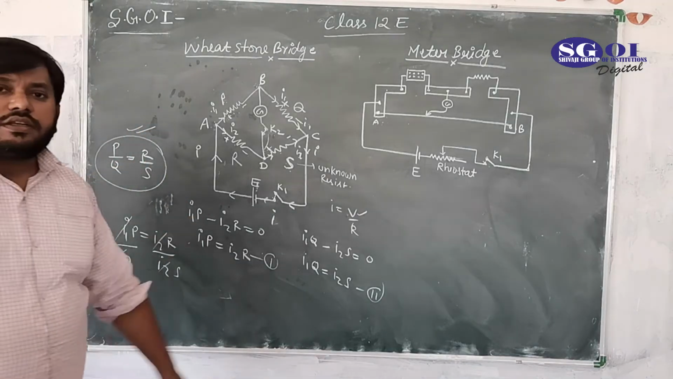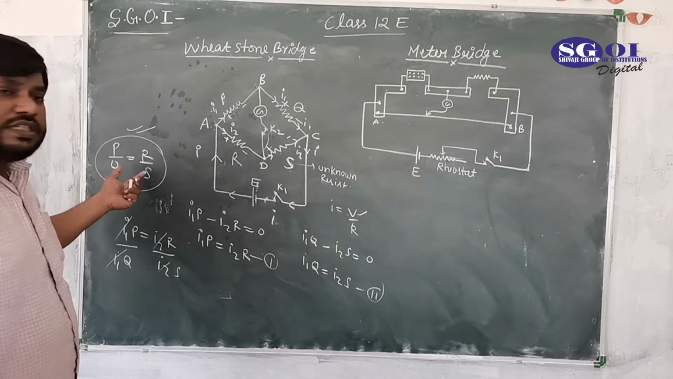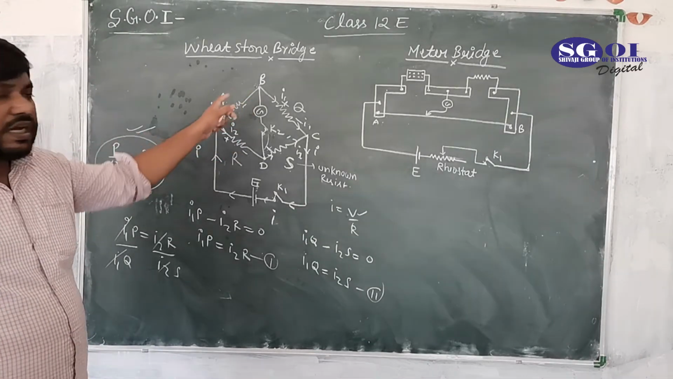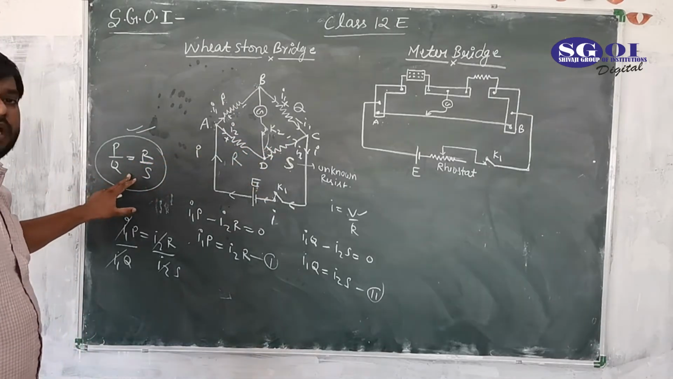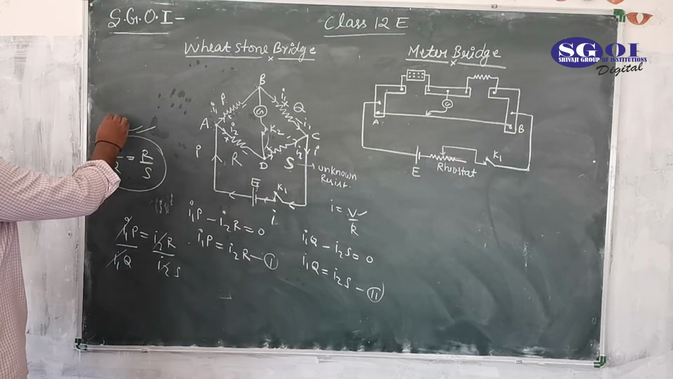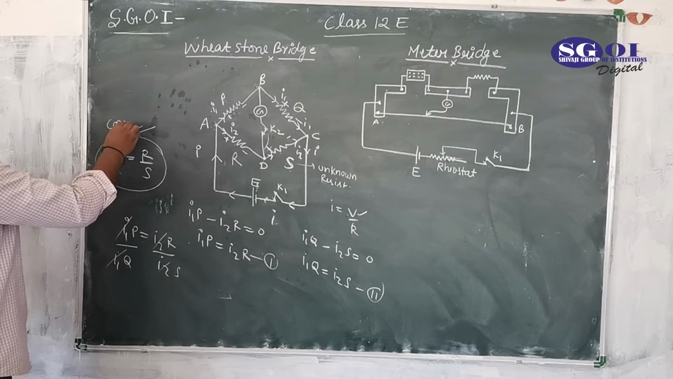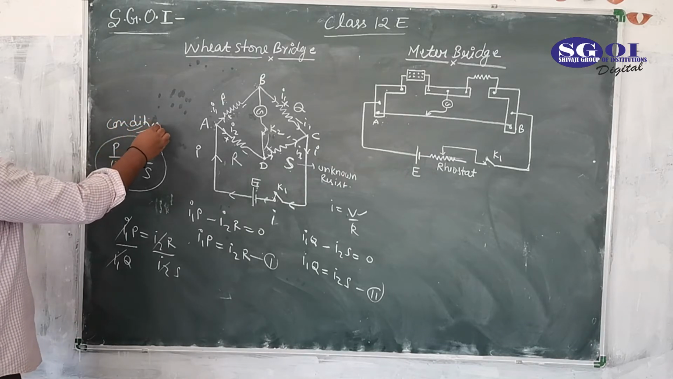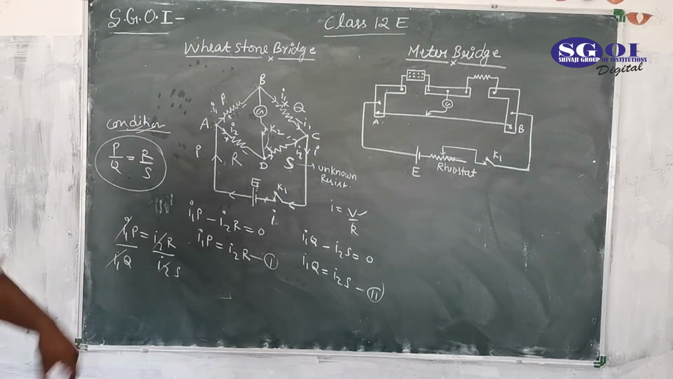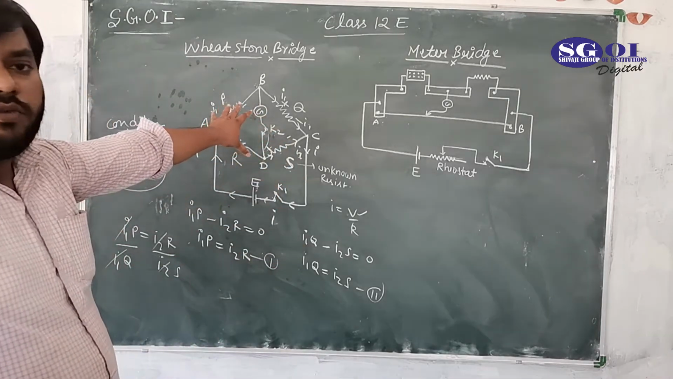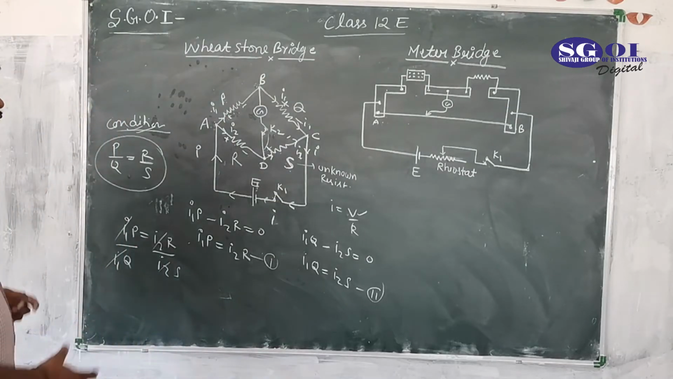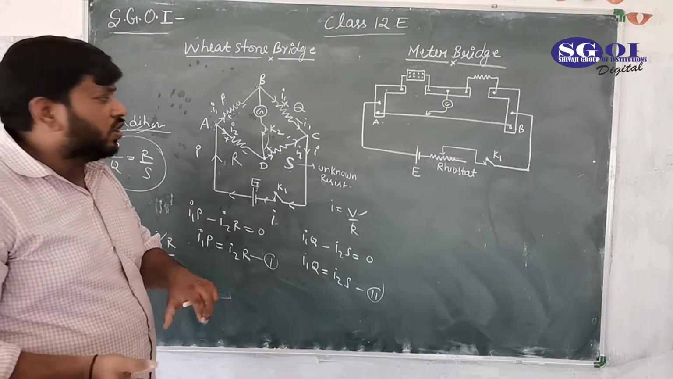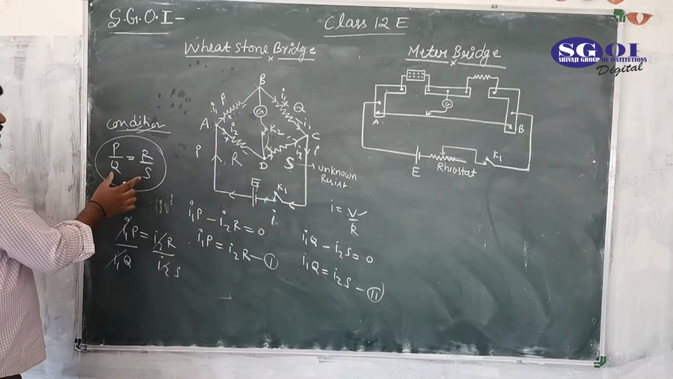This is a condition. This condition is obtained when we assume that the bridge is balanced. So this is the condition for balancing of the bridge. This is the condition, and you have to always remember this condition for solving Wheatstone bridge problems in balanced situations. If you want to check whether the bridge is balanced or not, you can directly apply this equation.